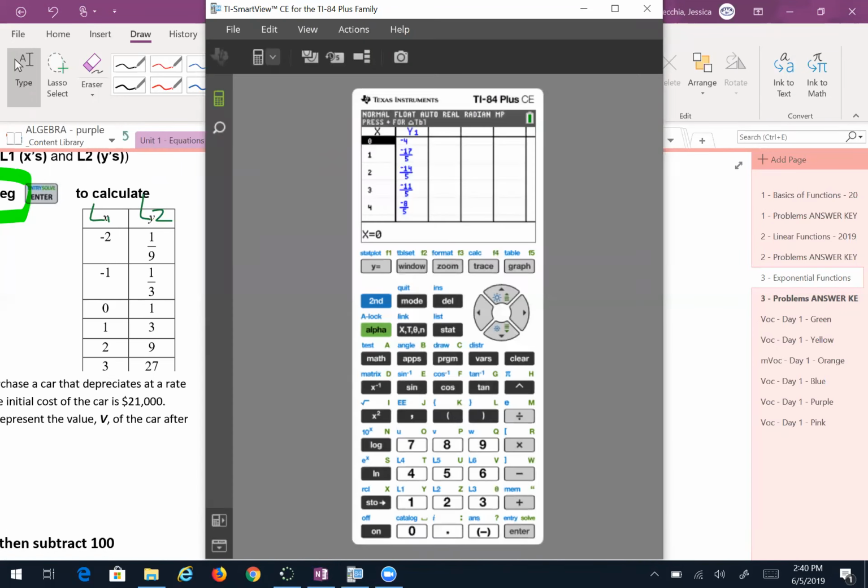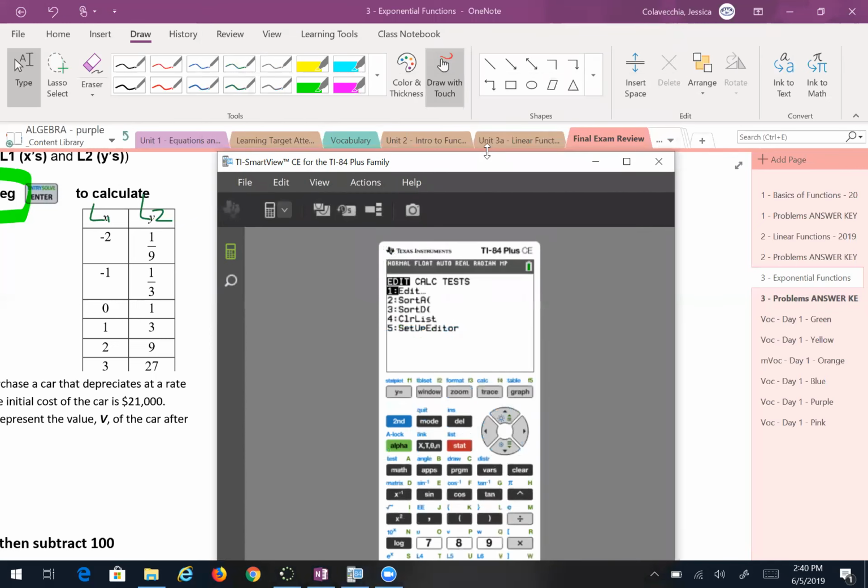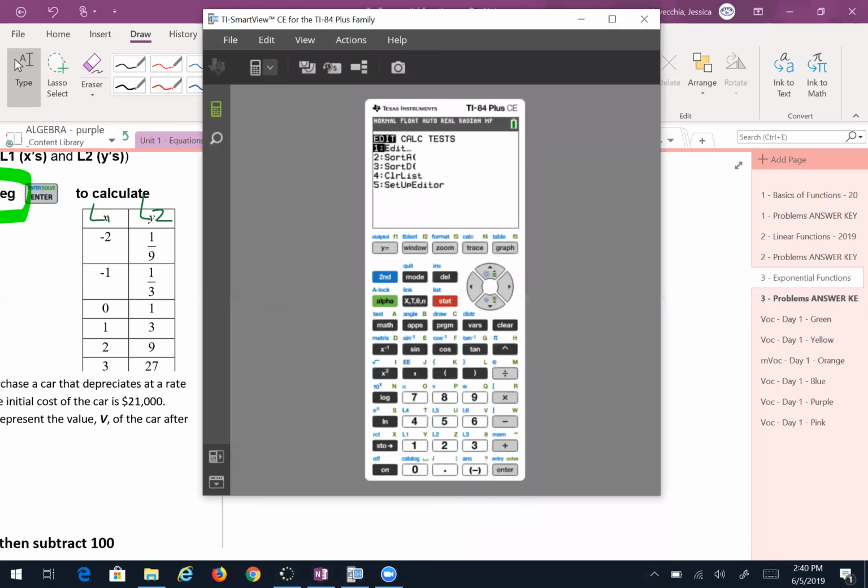All right, so stat. Edit. Clear out anything that you have, and type them in. Well, we want an exponential function, so find which one you think you see that says exponential.